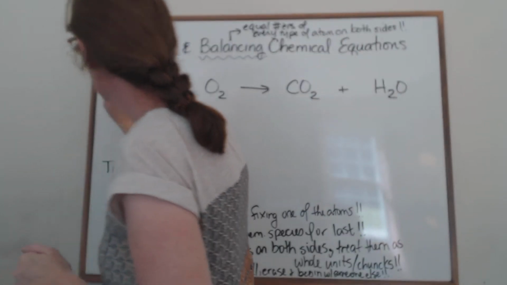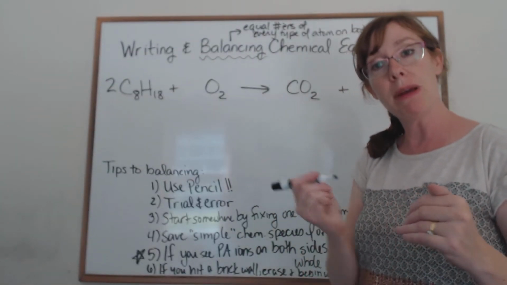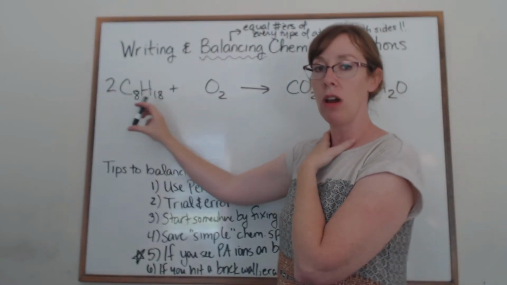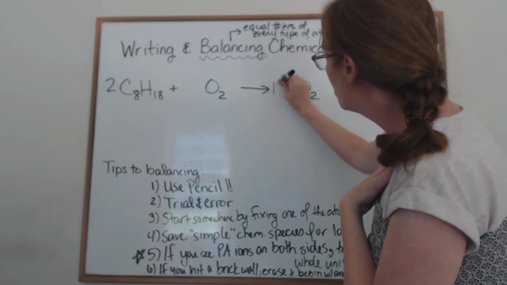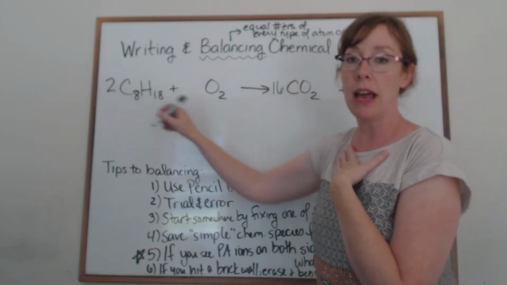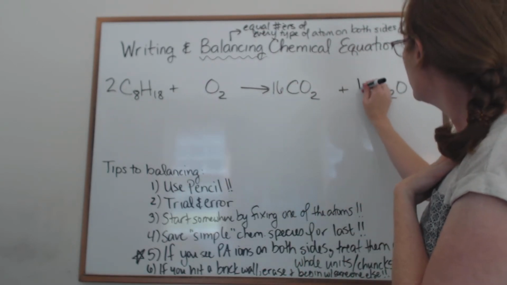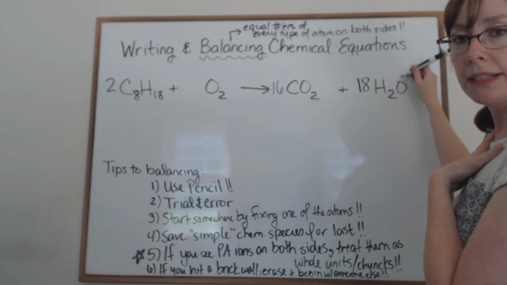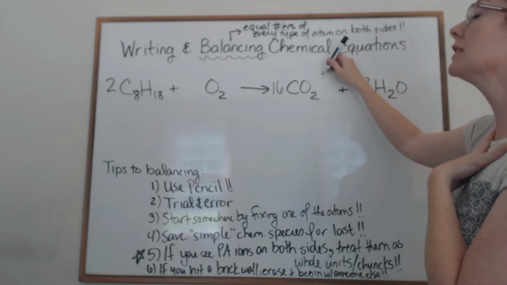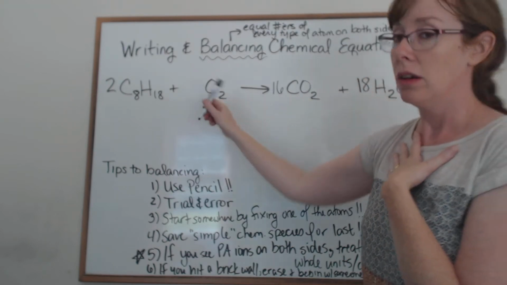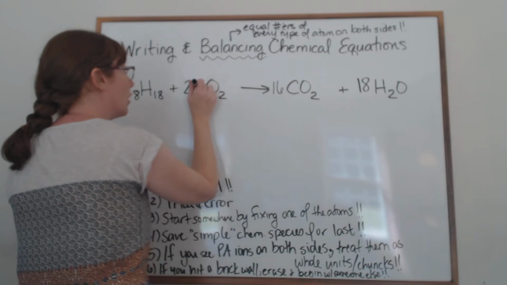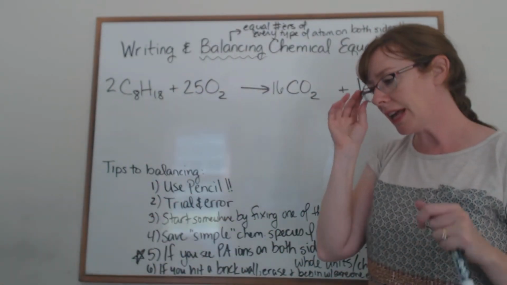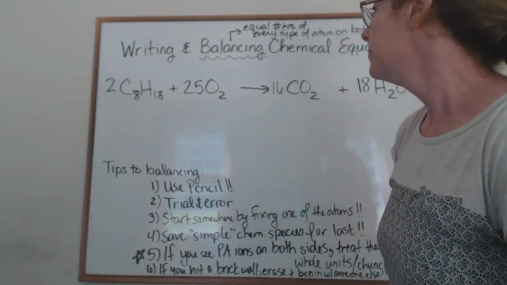See what happens when you do two of them. See if you can balance it. So now we've got 16 carbons. I can do that right here. We've got 36 hydrogens. We can do that with, let's see here, 18 gets me 36. Now 18 oxygens and 32 oxygens is 50. And I can get 25 here. And then you're balanced.